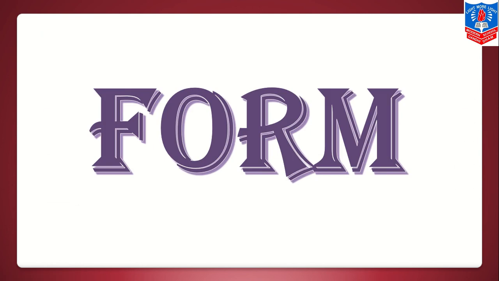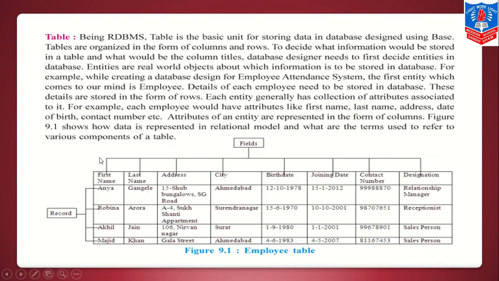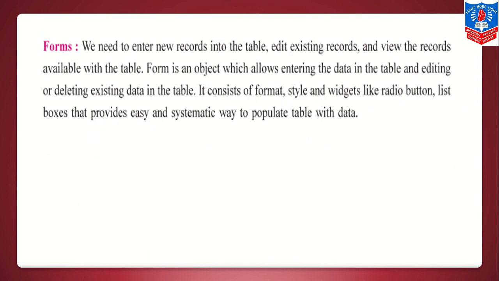Next part of the database is the form. In a form, we need to enter a new record into the table, edit an existing record in the table, and view the records available in the table. A form is an object which allows entering data in the table and editing or deleting existing data in the table. It consists of format, style, widgets like radio buttons, list boxes and provides an easy and systematic way to populate the table with data. Children, here you can see this table in which you can see all the employees' data all together. But in a form, we will see each and every single employee's data individually. I mean to say in the format of a form.